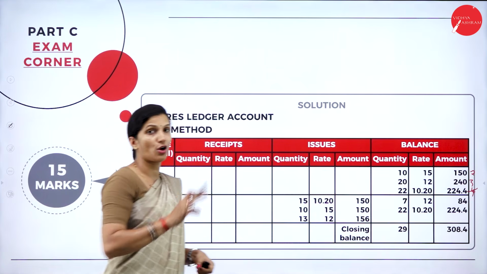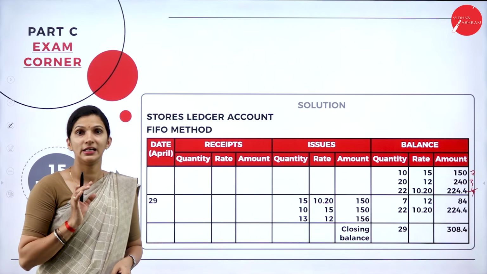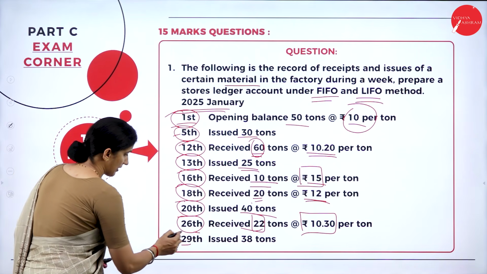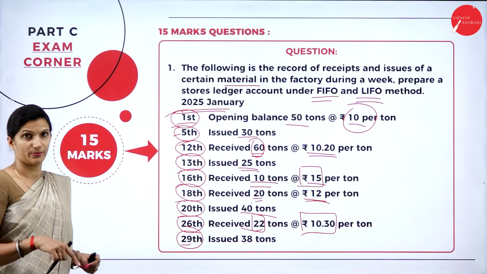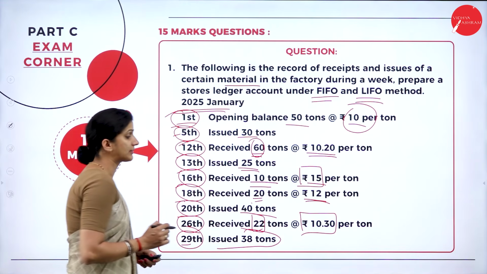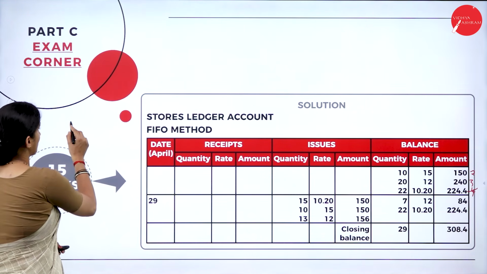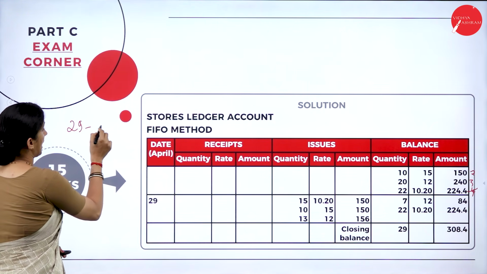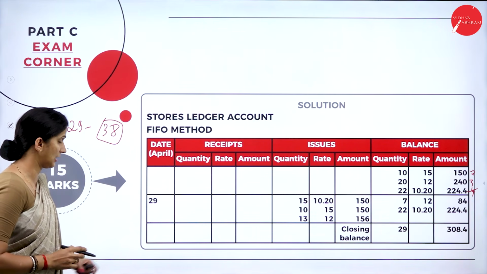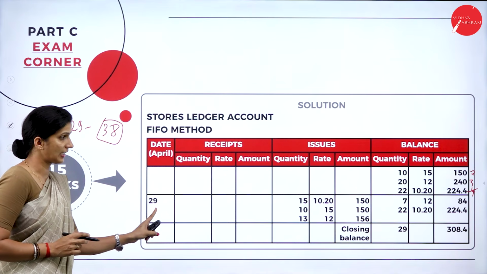You have 4 lots of material on the date of 26th. Now, next transaction we have on 29th. What is the transaction? We need to issue 38 tons of material. So that means on 29th we have to issue total 38 units of material. So the date of transaction is 29th.